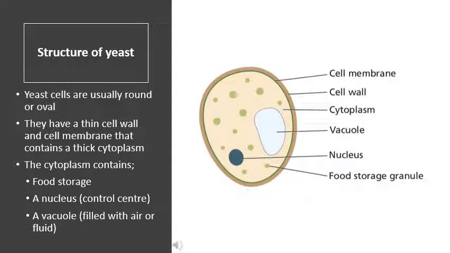Before we look at the reproduction of yeast, we need to look at the yeast's actual structure. Yeast cells are usually oval or round in shape, and they have a thin cell wall and a cell membrane that contains the cytoplasm. Inside of the cytoplasm then, you have some of the vital parts the yeast needs to survive: a food storage area, a nucleus, and a vacuole. The nucleus is something we're going to be looking at in a lot of detail when we look at how yeast reproduces through budding.